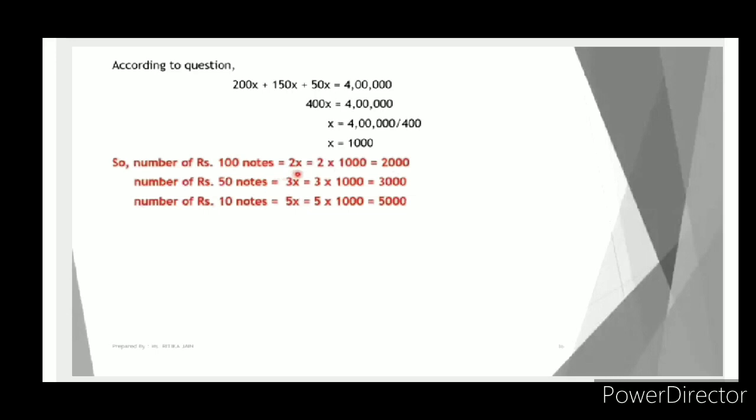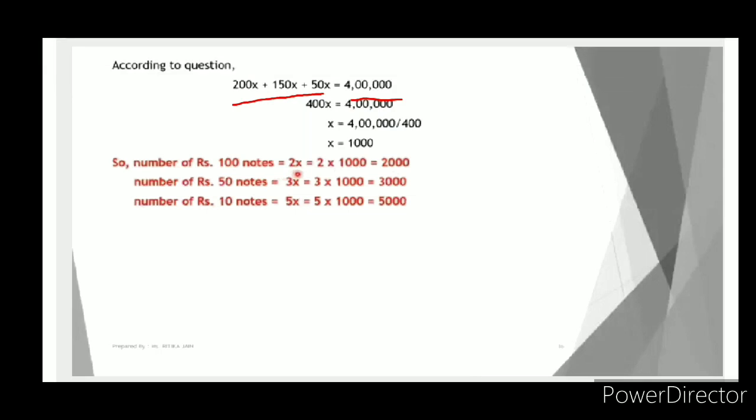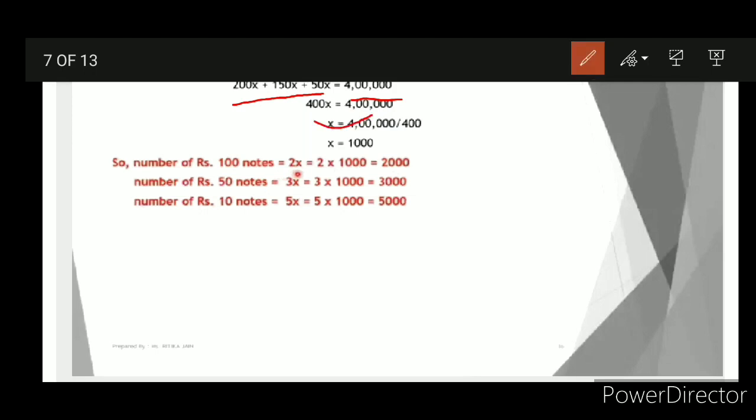So the left hand side of the equation shows the total value of the cash she is having. 4 lakhs is also showing that. So both sides should be equal, right? Yes. Now all the three terms are in x, add them, what will you get? 400x. Use the transpose method, bring this to the other side and divide, it will become 1000. Means x value is 1000, the factor value is 1000.